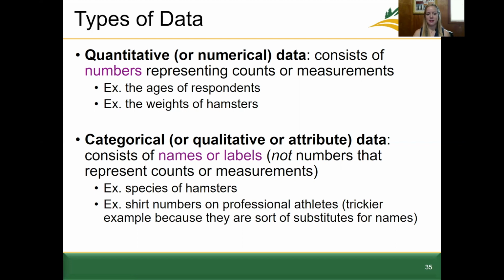Okay, so that's kind of tricky. For quantitative data, the age means something, a weight means something, but shirt numbers don't mean anything really numerically. They don't tell you about the actual quantity. So that's an example of categorical data.